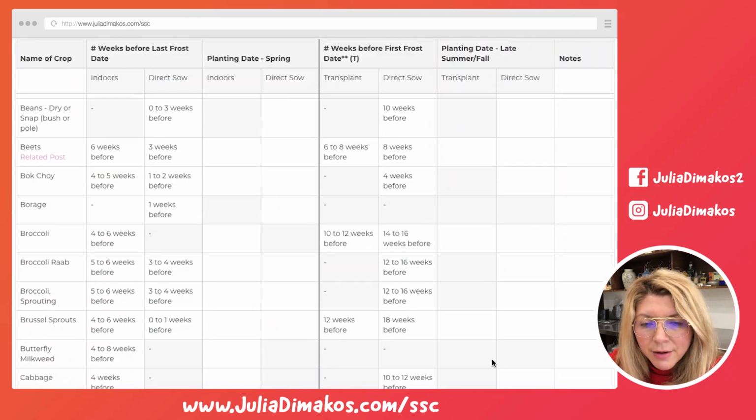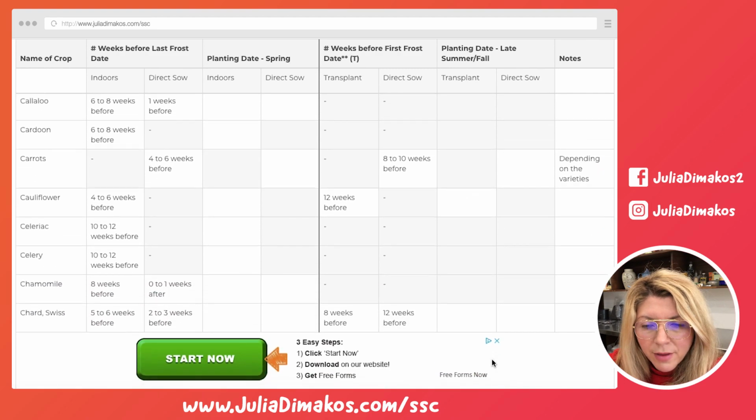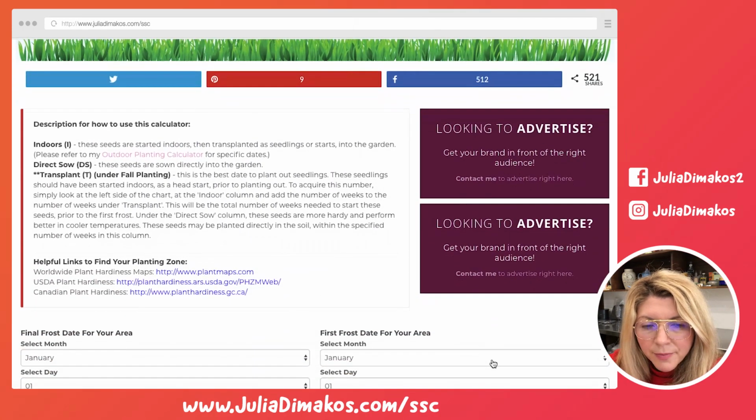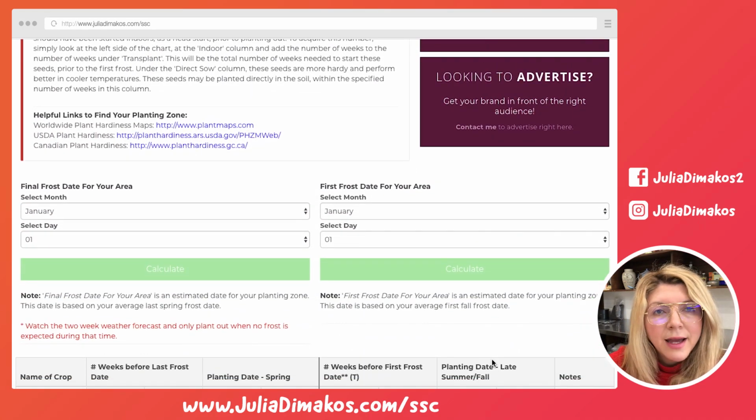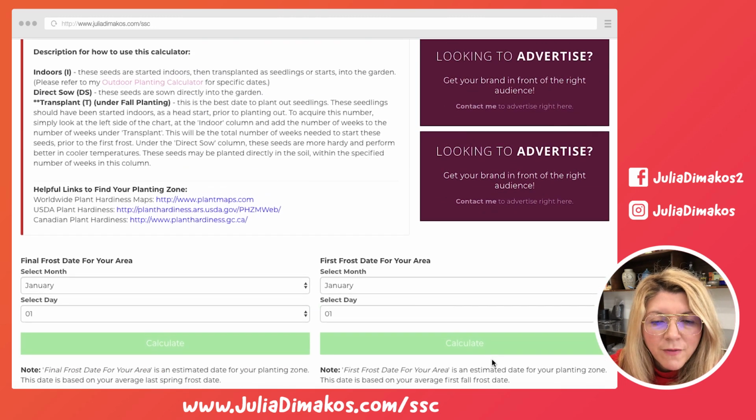So on the calculator, as you can see, I'm scrolling down. There are two sections to the calculator, the left side and the right side. Now, if you don't know your final frost date, I have 3 links here to help you do so. And I have a worldwide map. So anywhere in the world that you are, click on plantmaps.com and locate where you are. All you have to do is click your city. It'll give you your final frost date, and then you can use that information to enter the information here.